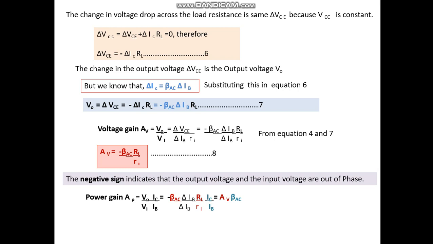The power gain AP is equal to VO into delta IC upon Vi into delta IB. From the whole equation, delta IB and delta IB get cancelled off and we get it as AV into beta AC. That is the voltage gain into the AC current gain. So the transistor can be used to gain power because beta AC is greater than 1.